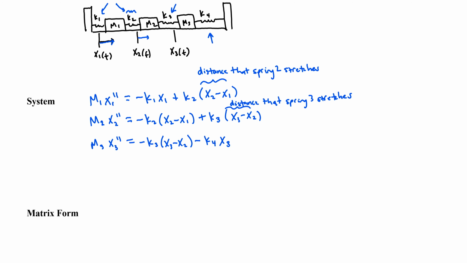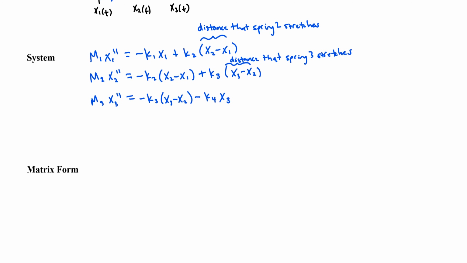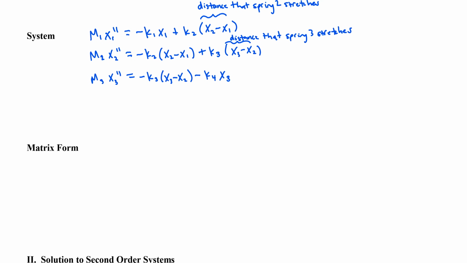As we did with first-order systems, we can express this system in matrix form. So here's what it's going to look like. We're going to start with a 3x3 mass matrix. So it's going to look like the masses times an identity matrix. The masses will be along the diagonals.